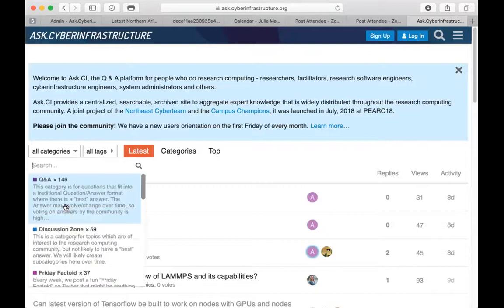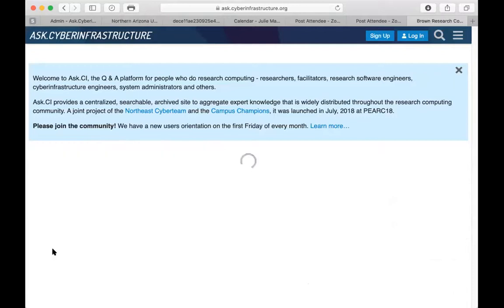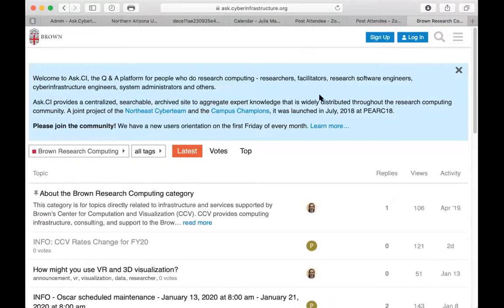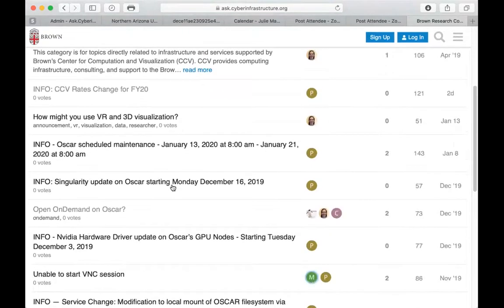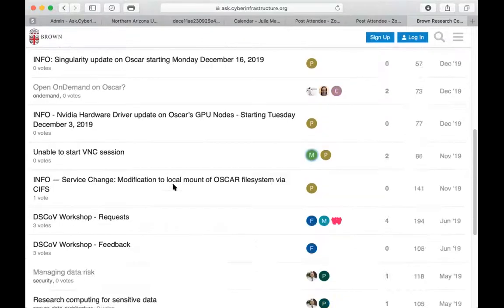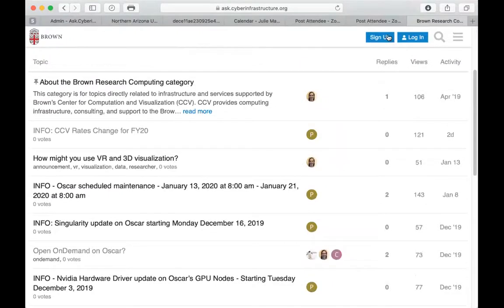And what they will see when they get to it, I'll just go over to Brown to give you an idea. They will see the Brown Q&A, and they'll see announcements that pertain particularly to Brown, and topics that are of interest to Brown University. So that's just a real quick walkthrough. I know that was very fast, but I just wanted to give everybody an idea of what we were talking about with Ask.CI.